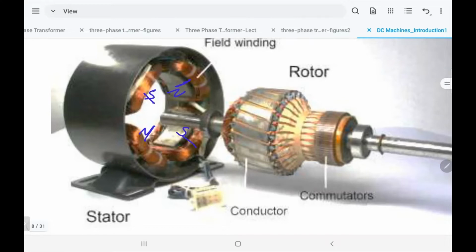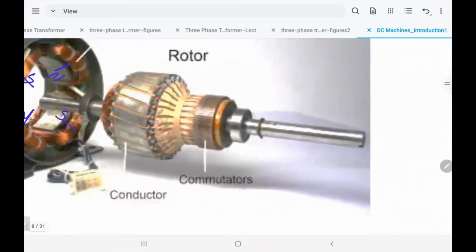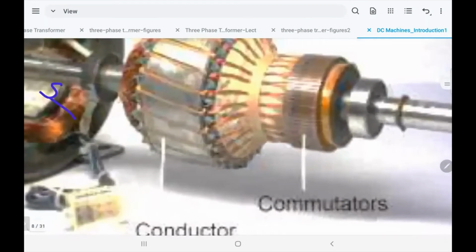That will be different than an AC machine, when we have alternating current, which goes from positive to negative, so the poles will be changing. But now, once you have DC applied to the field winding, you will have north and south, and they never change. Now, about the rotor here, that's the conductor.